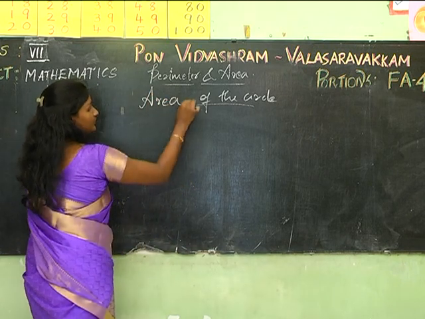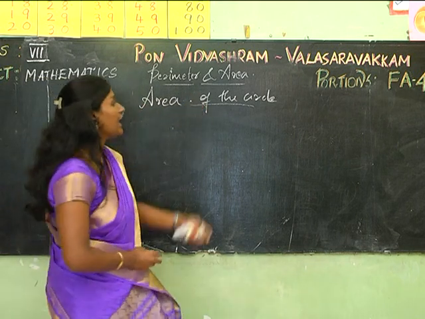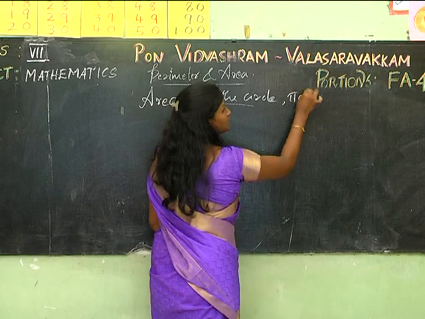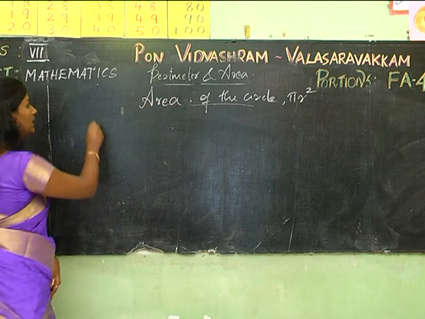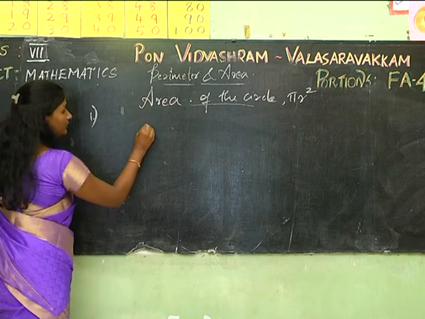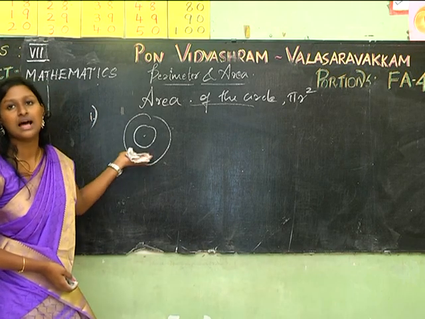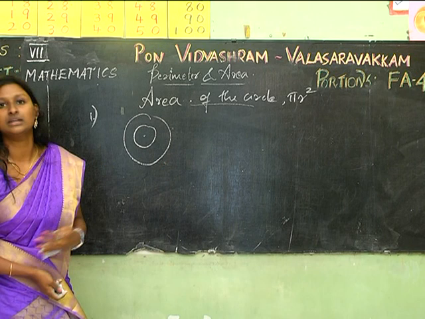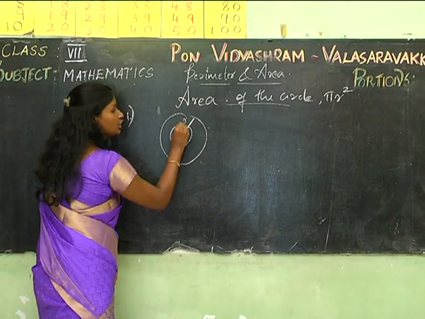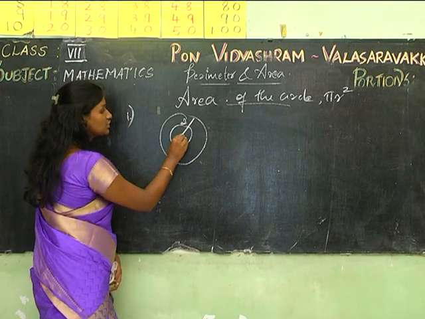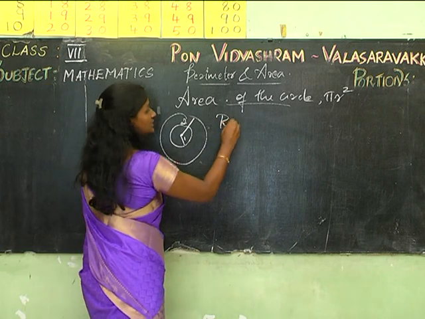Area of circles. The circumference of the circle formula is 2 pi r, and the area of the circle formula is pi r square, where r refers to the radius of the circle. Let me have a problem. They have given a concentric circle. A concentric circle is nothing but circles with the same center but different radii. They have given the radius of the largest circle as 2 centimeters, whereas the radius of the smallest circle is 1 centimeter.